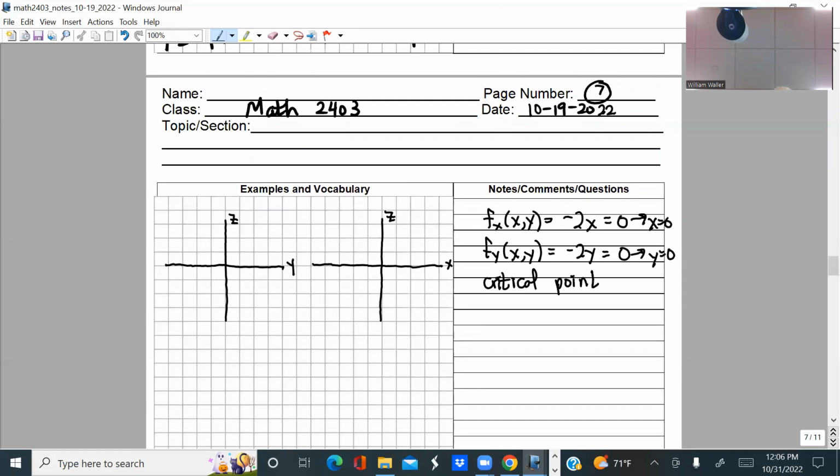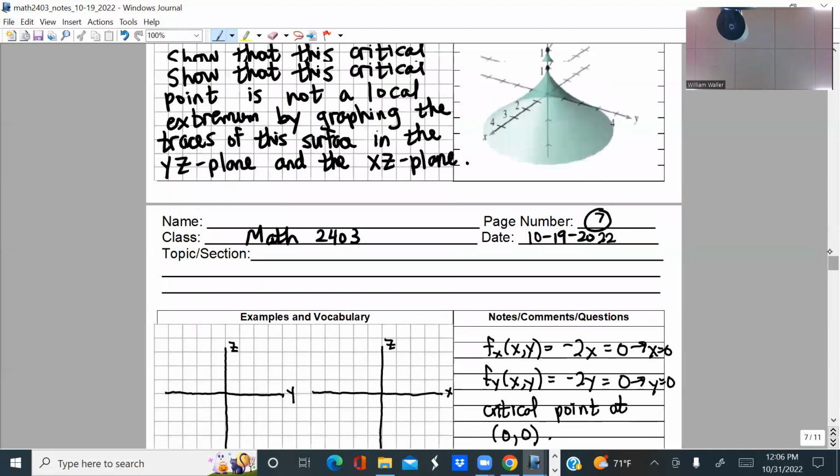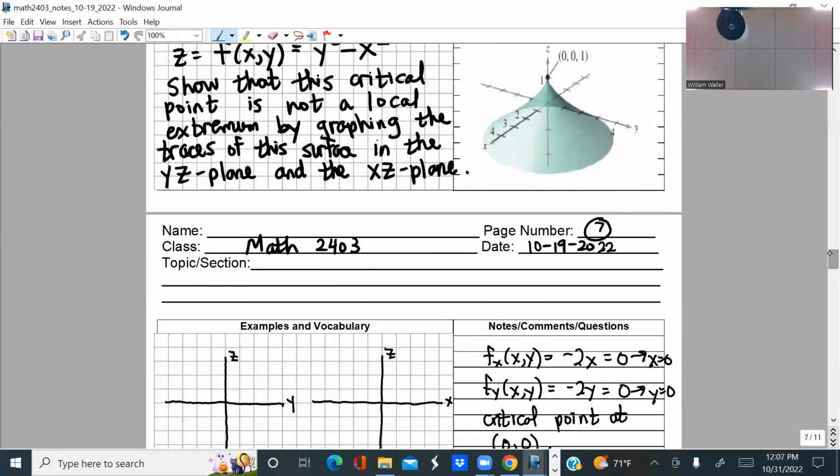It's 0, 0. But it turns out you don't have a local minimum or a local maximum at 0, 0. And the suggestion for seeing this without graphing the entire surface, though I do have a graph of the entire surface, and then you'll see what's going on better, is to graph these two-dimensional curves instead of the whole three-dimensional surface.